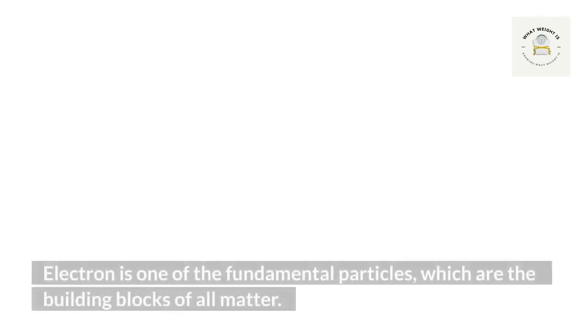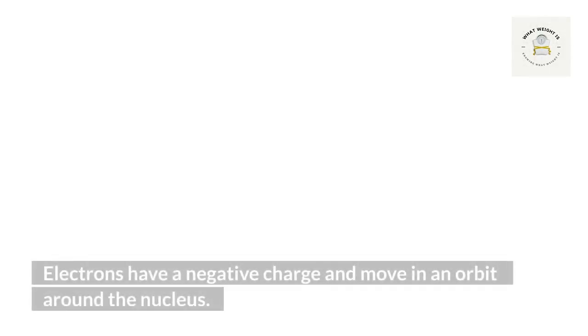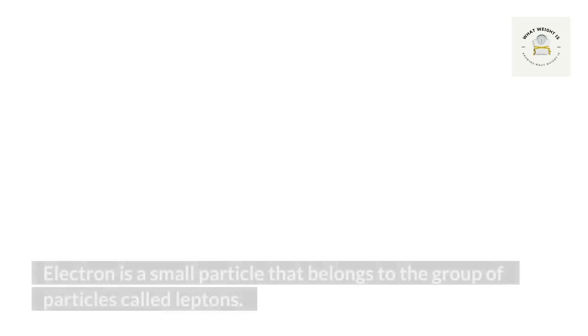Electron is one of the fundamental particles, which are the building blocks of all matter. Electrons have a negative charge and move in an orbit around the nucleus. Electron is a small particle that belongs to the group of particles called leptons. Electrons are found in atoms and other forms of matter. They also exist in outer space, forming atoms of some types of radiation.